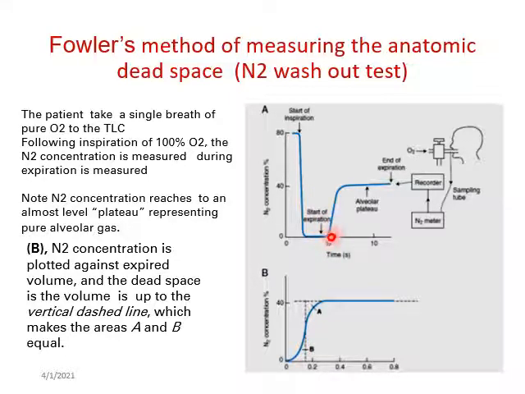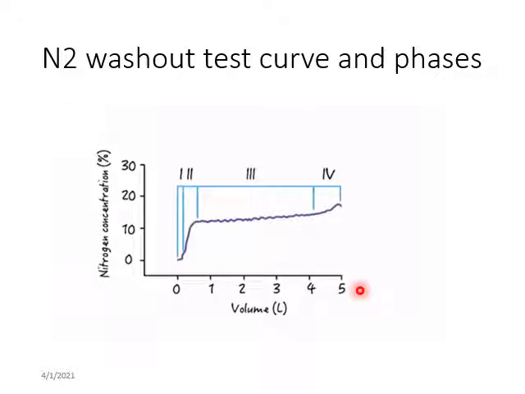Now, if you plot the nitrogen concentration versus the lung volume, you can see these two points, A and B. This vertical line, or this portion of the curve right here, represents the volume of the dead space. Now, that's it. It looks pretty simple, but I bet it's a bit more complicated.